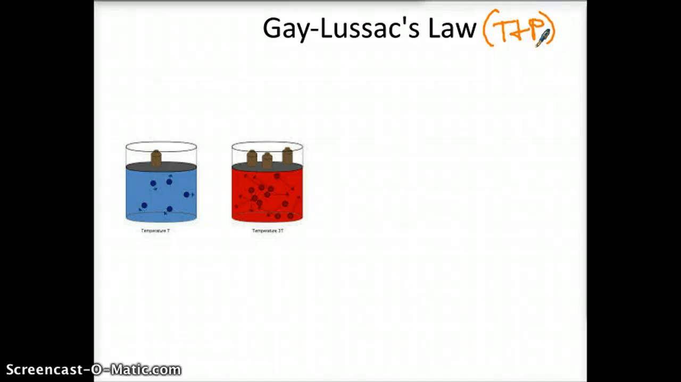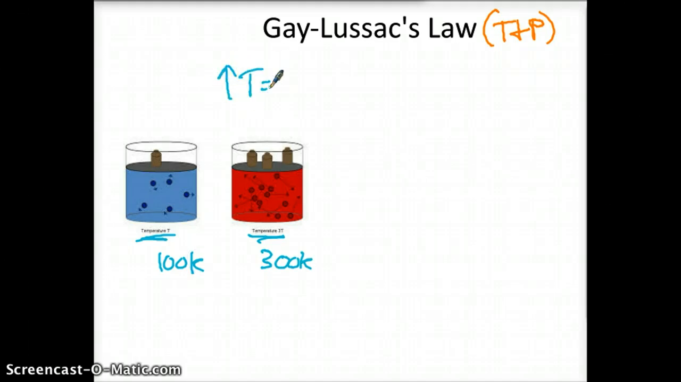What's the idea here? Well, similar logic to before. As we can see here, temperature T and temperature 3T. So here, this temperature is 3 times more. So let's just make up some numbers: 300 Kelvin and 100 Kelvin. Well, if we increase temperature, follow the same logic. We've increased the amount of kinetic energy. These molecules are moving faster. They have more force, which means that the number of collisions is going to increase as well.